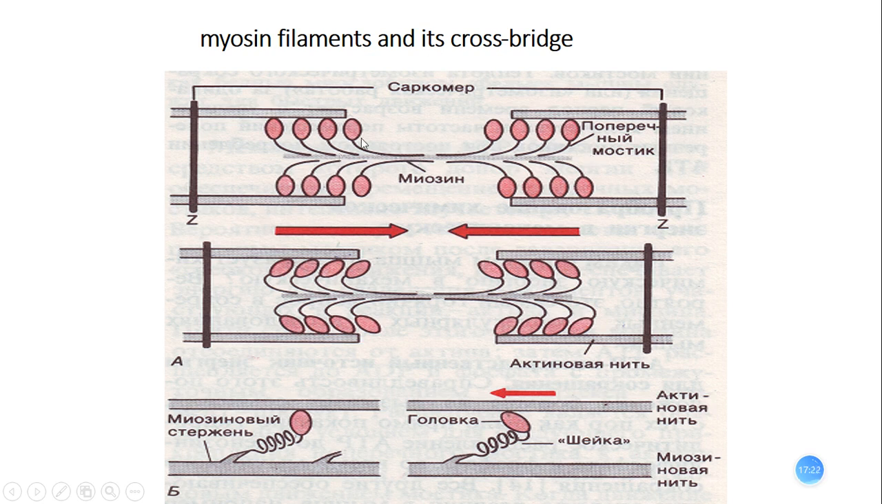We have a myosin head, which we call a cross bridge, because it is attached to the actin filaments. And these myosin filaments will pull again and again, and they will pull the two actin filaments toward the center, and then the sarcomere will shorten and the muscle is contracted.